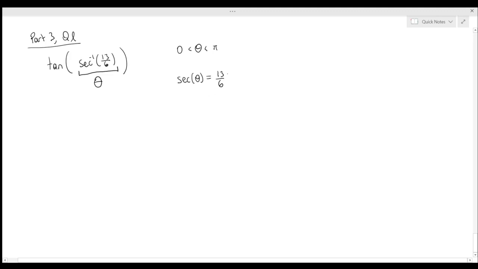So what we can do instead is, using the information here, I can draw a right triangle. I'll label one angle as theta. And then secant is the reciprocal of cosine. So in terms of a right triangle, it would be the hypotenuse over the adjacent. So I'm going to label the hypotenuse as 13. The adjacent is 6. So from there, I can figure out what the length of the opposite edge would be.